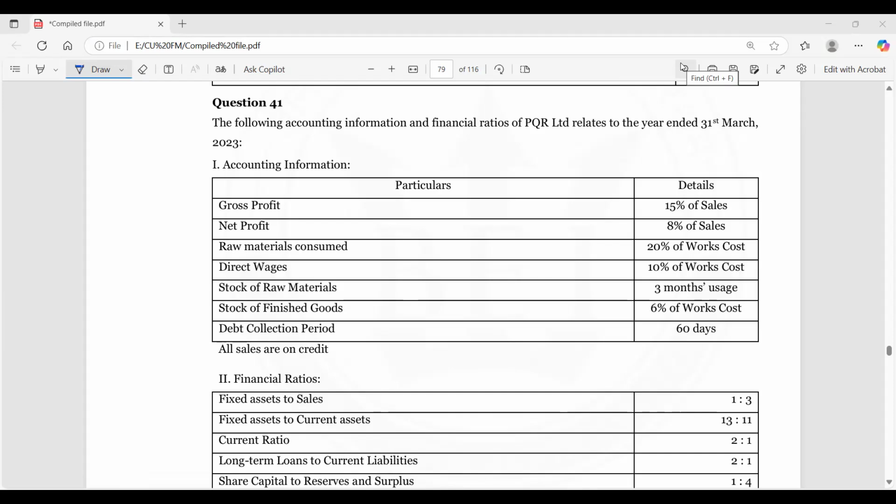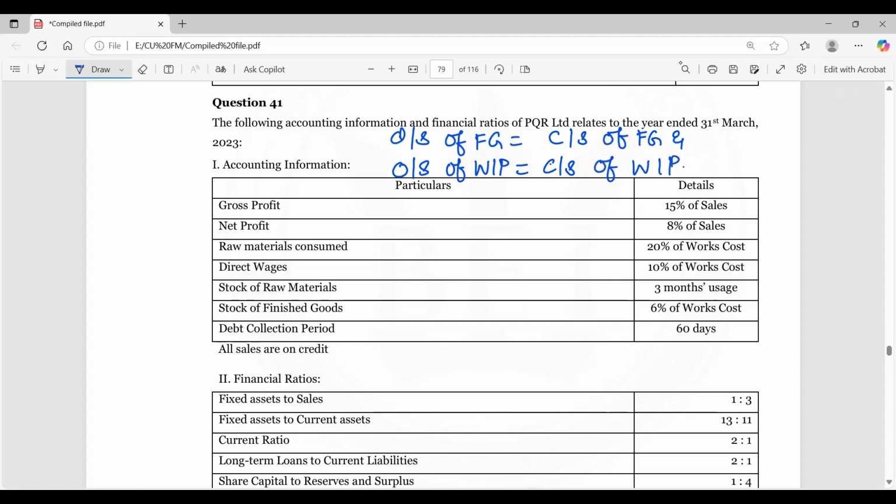Listen, write down question number 41. Write down an assumption. In this question, it is assumed that opening stock of finished goods is equal to closing stock of finished goods and opening stock of work in progress is equal to closing stock of work in progress.